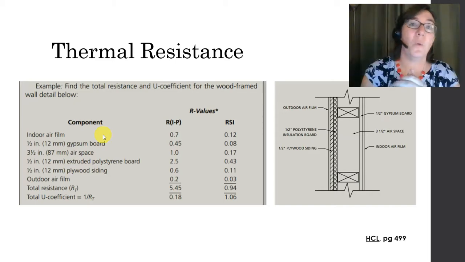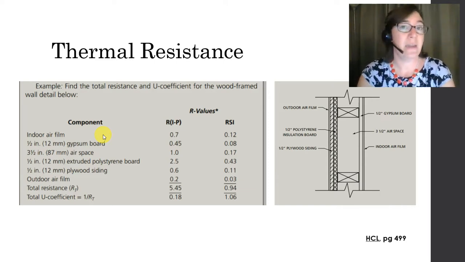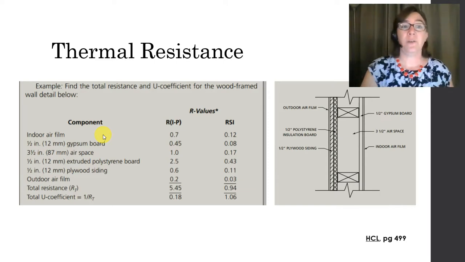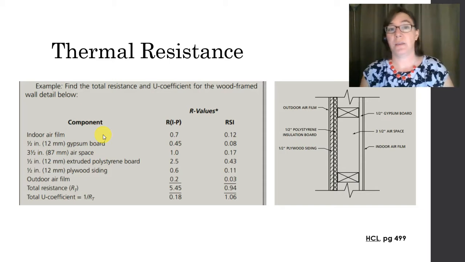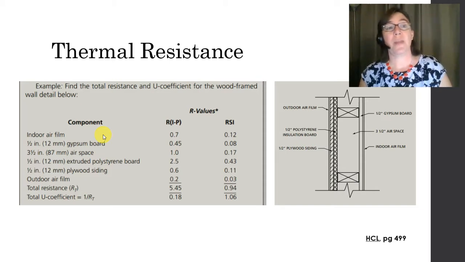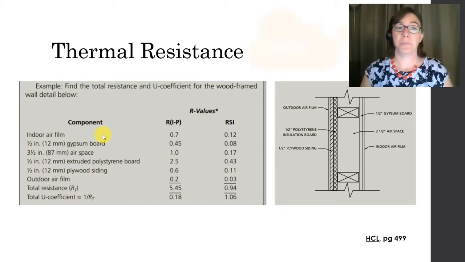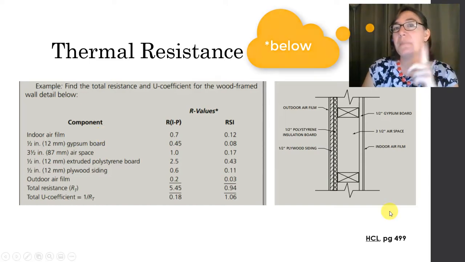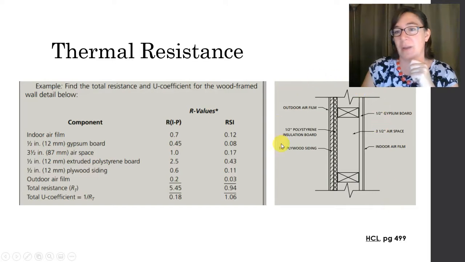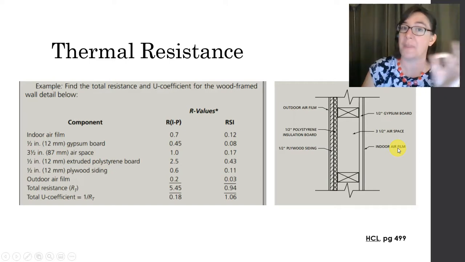So your textbook walks you through an example, on page 499, and it says find the total resistance and U coefficient for the wood-framed wall detail before. And here's a picture of the detail. Got it right here. On the inside of the wall, we've got an indoor air film. I'll talk more about that in just a minute.